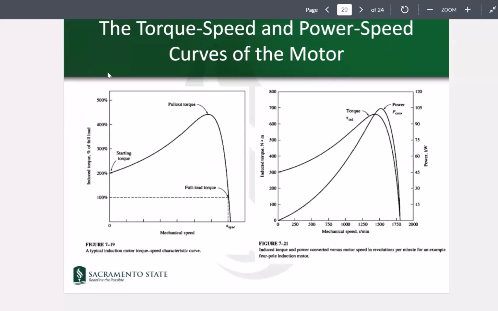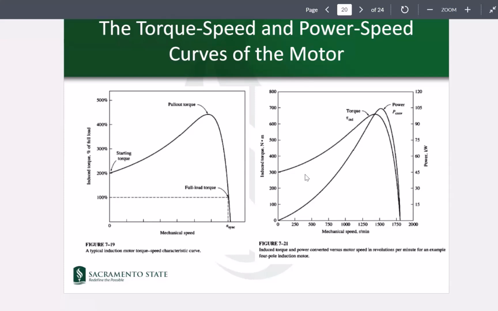So this is the induced torque. On the horizontal axis, you have the speed. Speed changes from 0 to n synchronous. In terms of slip, when speed is 0, slip is 1. When speed is n synchronous, slip would be 0, right? So this is the starting torque. This is the pull-out torque. And we are operating the machine close to the synchronous speed here at the full load torque. So this is the torque at full load.